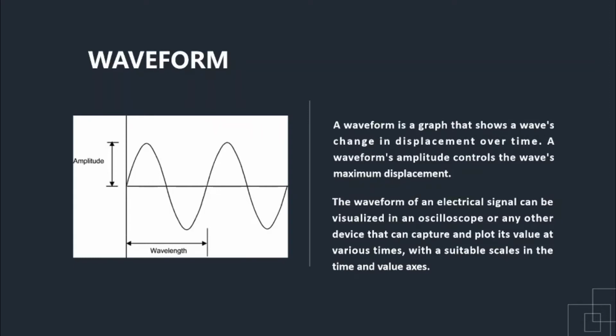So, makikita dito sa picture na nandito ang example ng isang waveform. Makikita din na ang amplitude ay yung taas nung waveform at yung wavelength naman ay yung distance from one point to another.